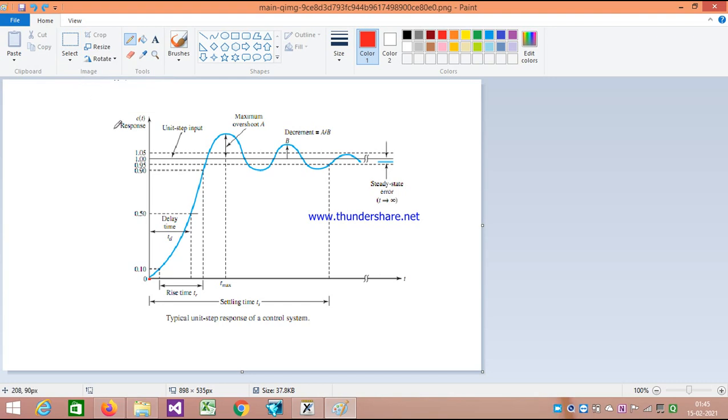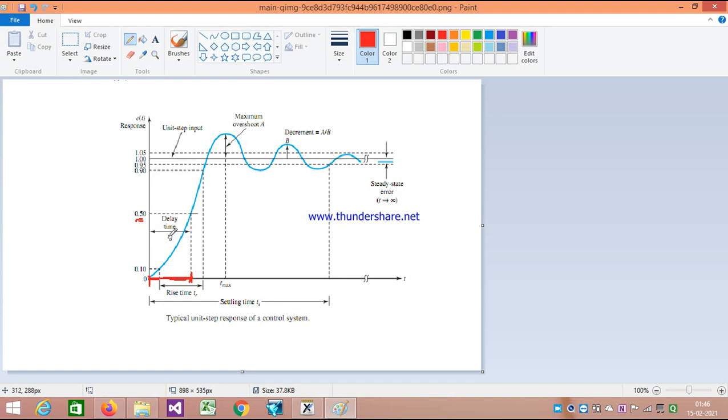In that, see, there are four important parameters. First parameter is the delay time, which is indicated by TD. See, from the 0 point up to this point is called the delay point. What is this position? This position is 0.50. So this is the delay time position. This initial curve is called the delay time.